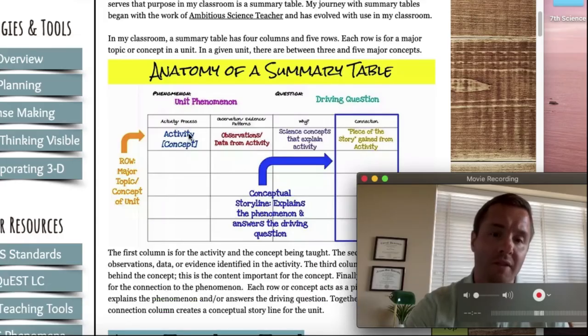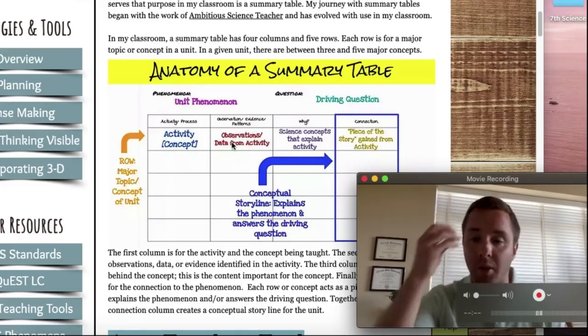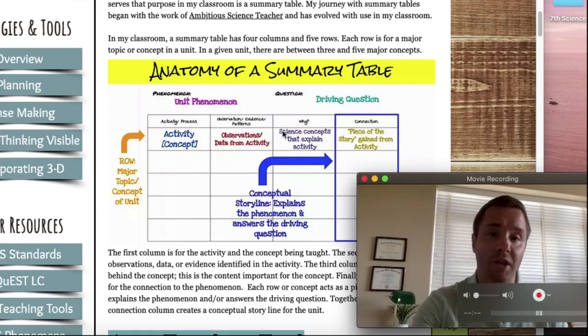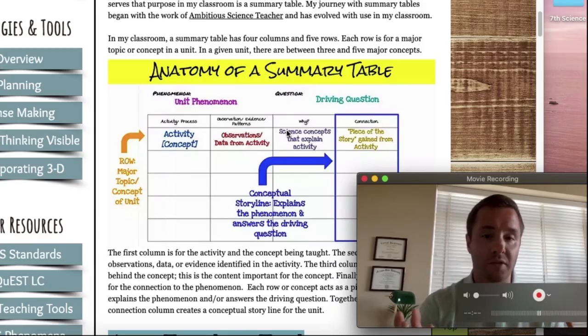So we would have an activity or process, whatever the name of the lab is, and you're going to put it in the left-hand column here. The second column is observations, evidence, patterns. That's the data, what did we find in this activity. The third column is the concept, what does this all mean? What is the scientific concept? Taking this data, what does it tell us? And then this final part, which really pieced together nicely, was the connection: how does it tie to the unit phenomenon?